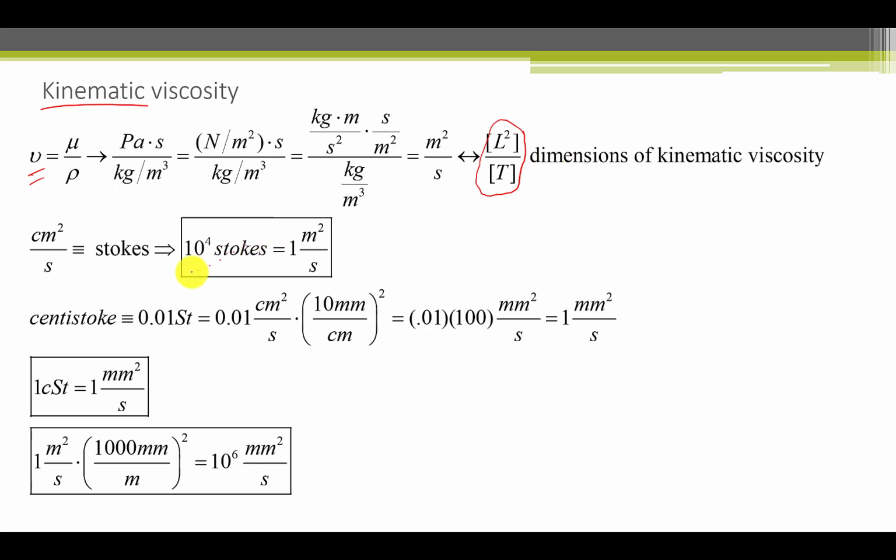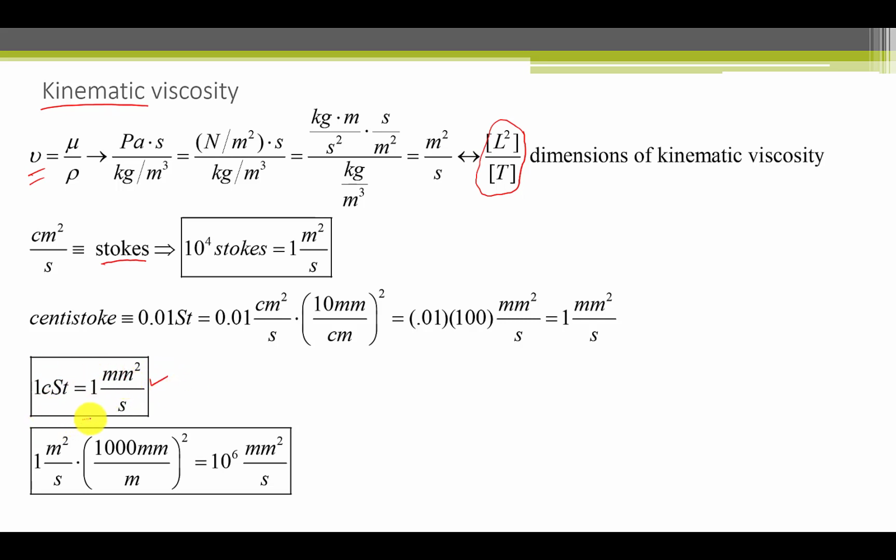Now, Stokes again was defined in the CGS system. The Stokes is defined as 1 centimeter squared per second. Since there are 10,000 square centimeters in a square meter, in SI units there are 10 to the 4th Stokes per meter squared per second. So 1 centistokes is a more reasonably small unit. That's 0.01 Stokes. If we convert that to millimeters, we'll end up with 1 millimeter squared per second. So 1 centistokes is 1 millimeter squared per second.